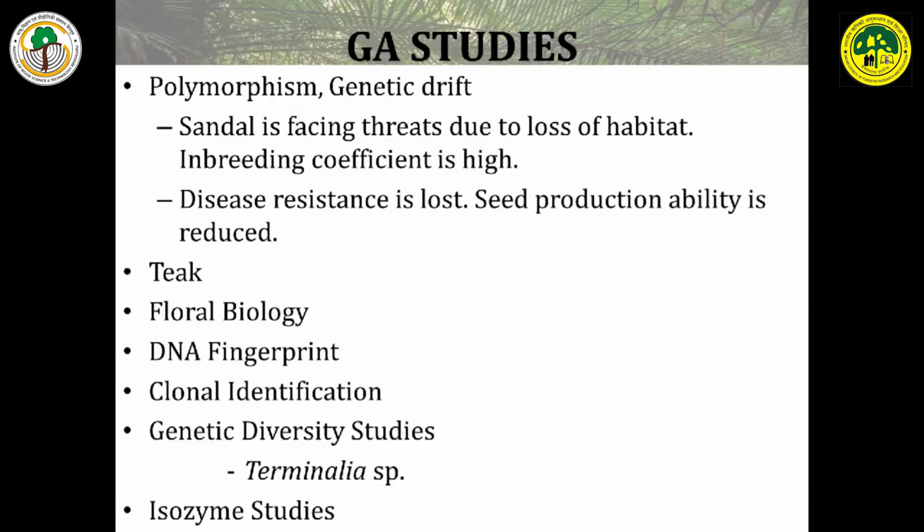We first identified the plus trees. That is the first step in any genetic tree improvement program. Then we started evaluating them. Then we started converting them into seedling seed orchards. Seedling seed orchard means you collect the seeds from the plus trees and try to raise seedlings. Whereas in clonal seed orchards, you do not use the seeds. You actually do the vegetative propagation. The whole plant is copied along with 100% of the genes.